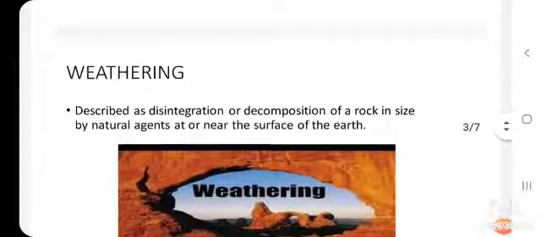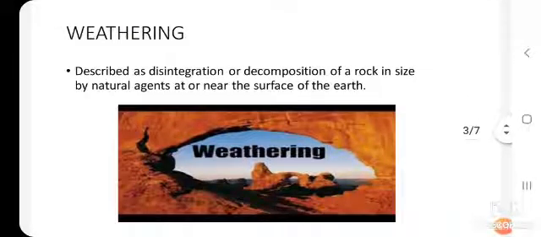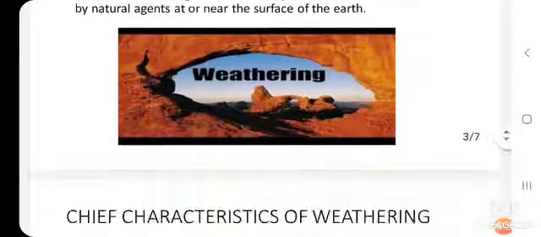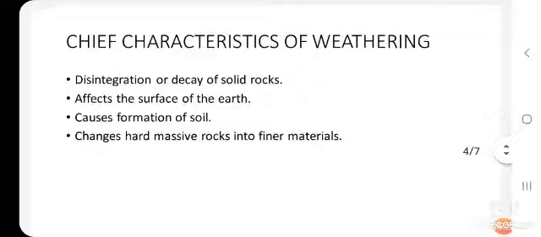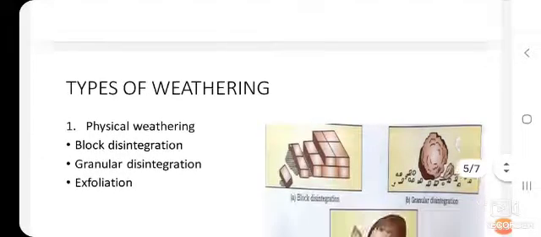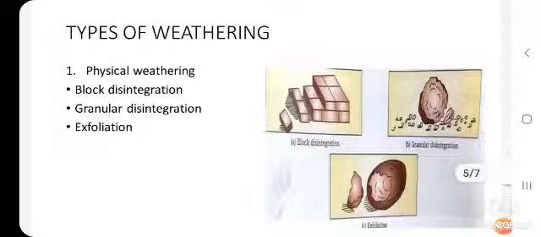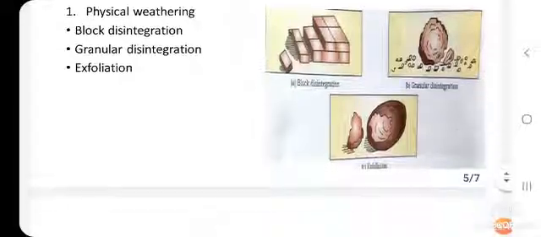Now let me briefly revise what weathering is. Weathering is nothing but the disintegration or decomposition of a rock in size by natural agents at or near the surface of the earth. The chief characteristics of weathering are disintegration or decay of solid rocks, it affects the surface of the earth, causes formation of soil, and changes hard massive rocks into finer materials.